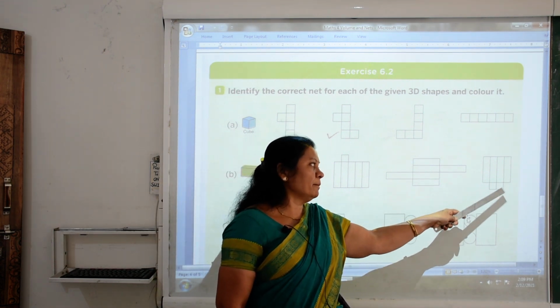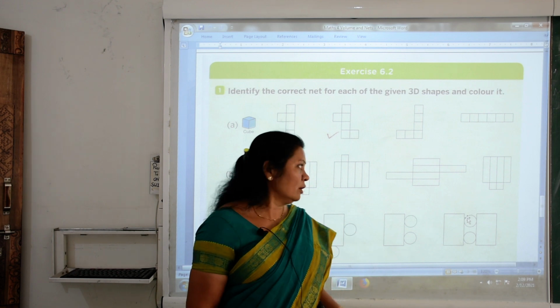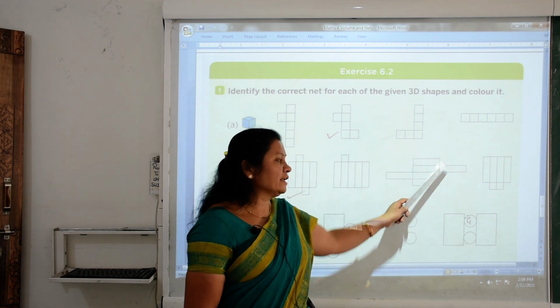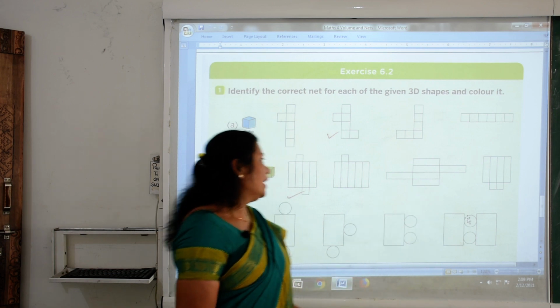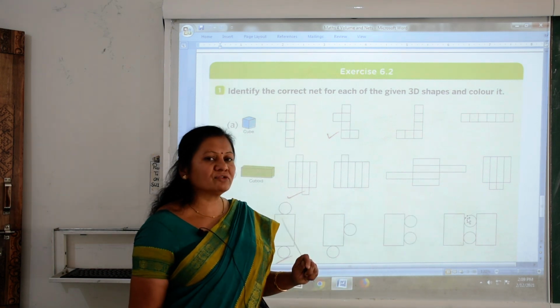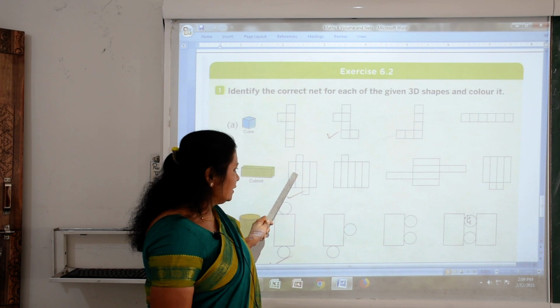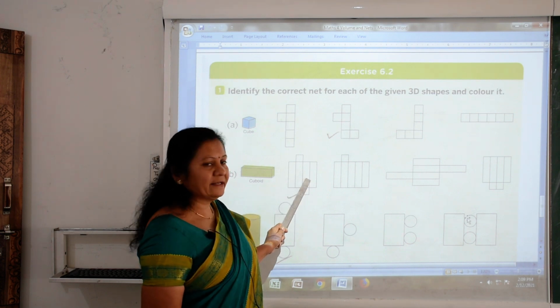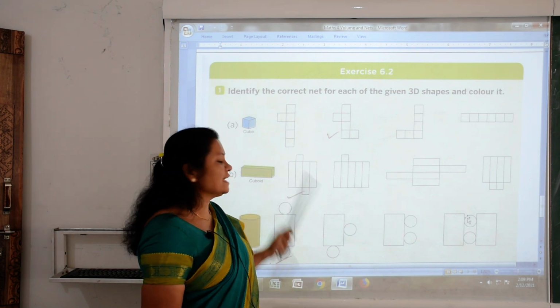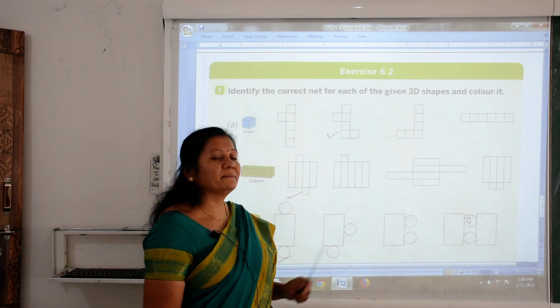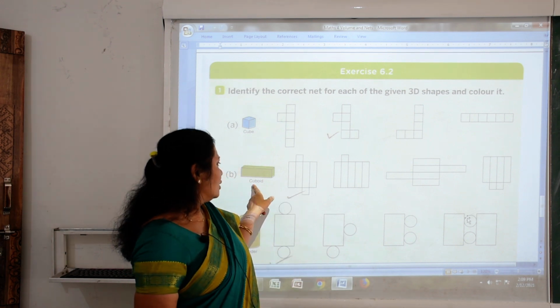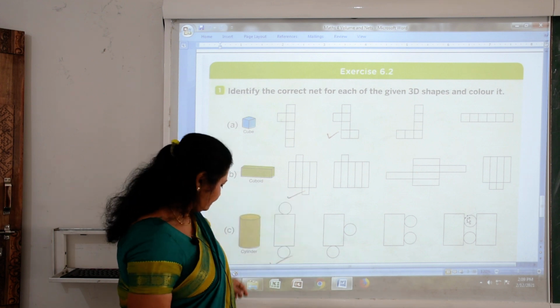Here 4 rectangles but 2 squares, so this is wrong. And here all the rectangles are the same size, so this one is also wrong, and in this one only 1 square is given. So in this picture there are 4 rectangles and 2 rectangles of another size, so this is the correct picture of the given cuboid net.